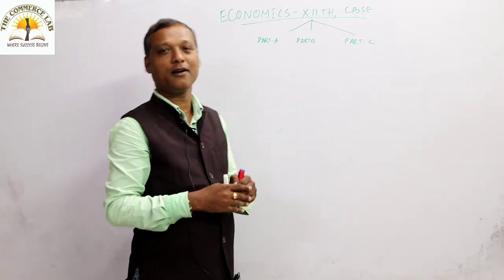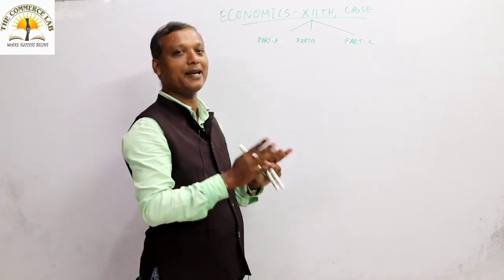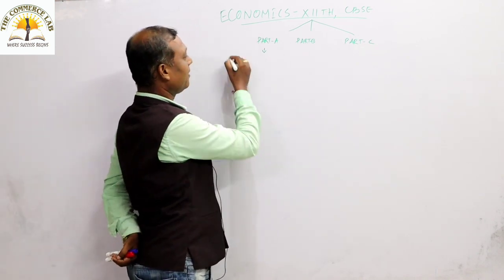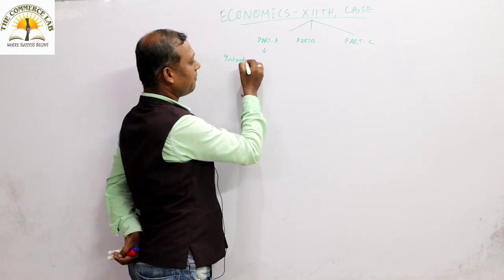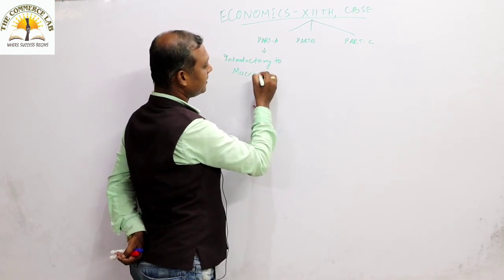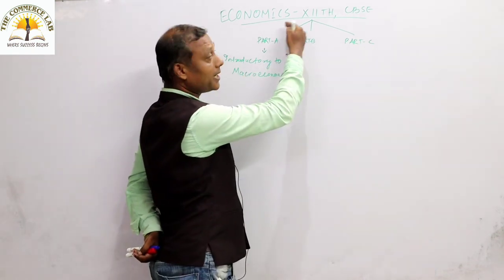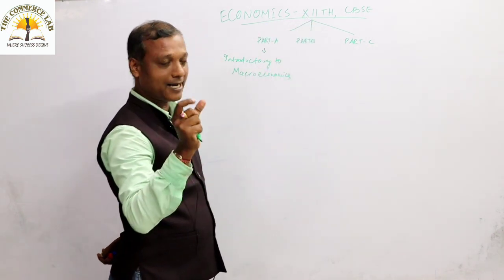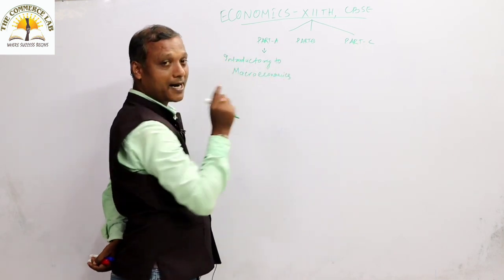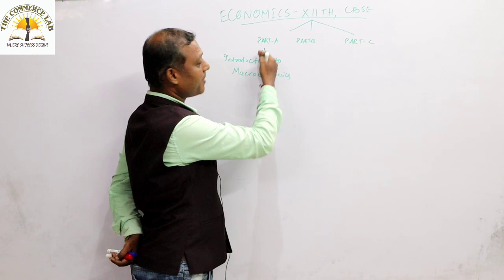So I'm going in a very simple way. Part A, part B, part C. Your entire economics paper we can classify like this. Your part A is the paper consisting of introductory macroeconomics. Your 12th class CBSE economics paper we can classify under 3 heads: part A, part B, part C. Part A is your introductory macroeconomics. This is one paper, that is part A.